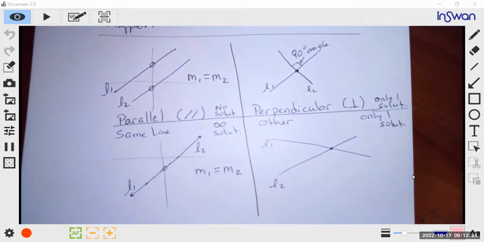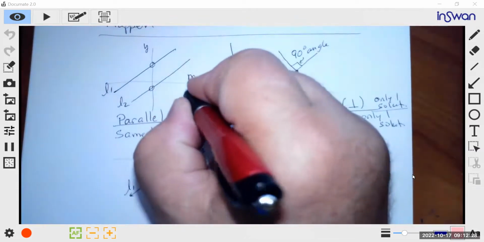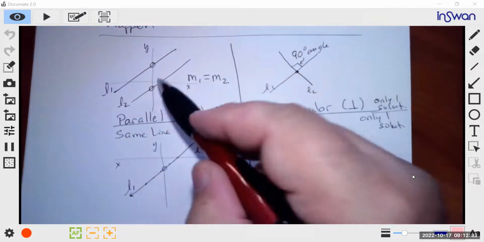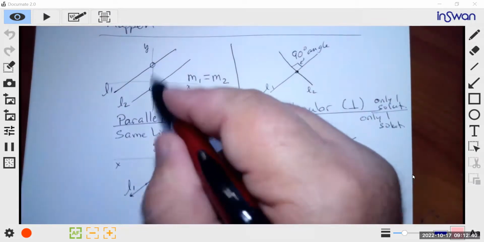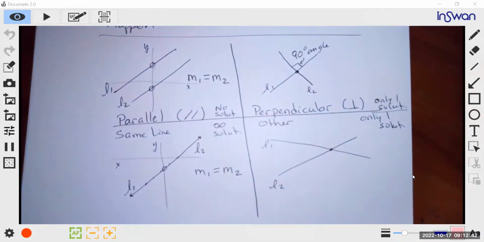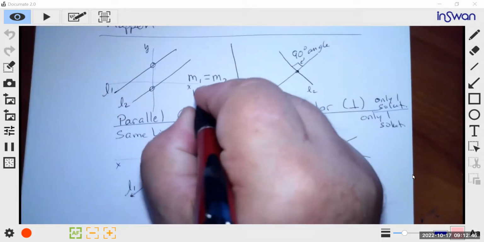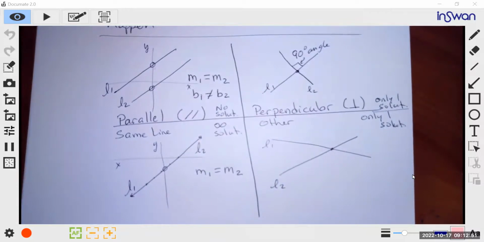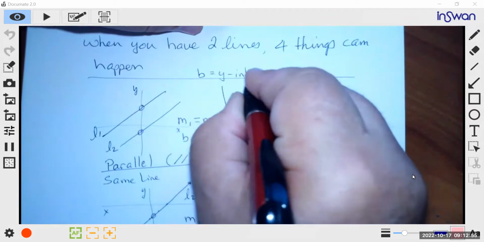What are those called? Remember, this is the y-axis. This is the x-axis. Those are the y-intercepts. If they're parallel, they have to have different y-intercepts. So we use letter B. The intercepts cannot be the same. B is equal to the y-intercept.